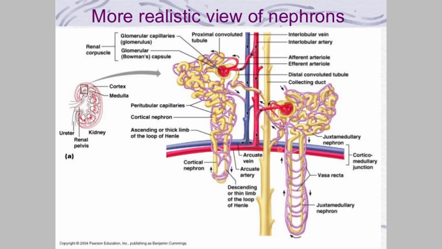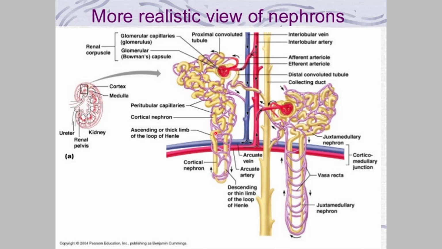Now, that's going to be very important for what we draw today, the countercurrent mechanism, and it's going to be very important for that. The juxtamedullary nephrons are very important for that countercurrent mechanism.